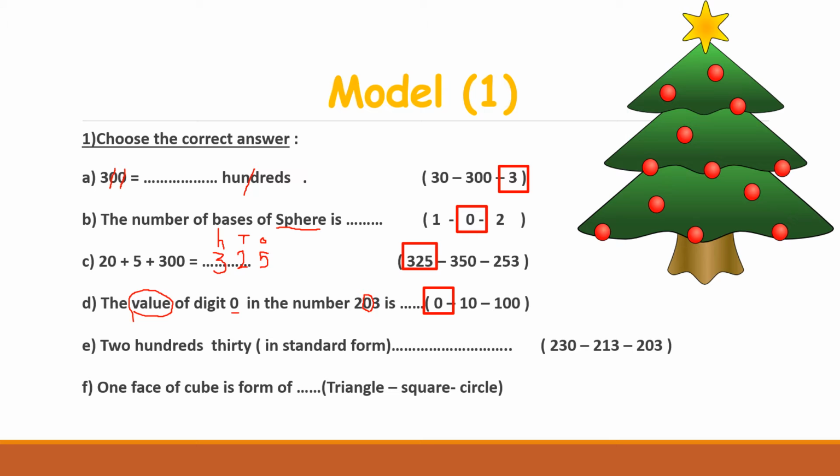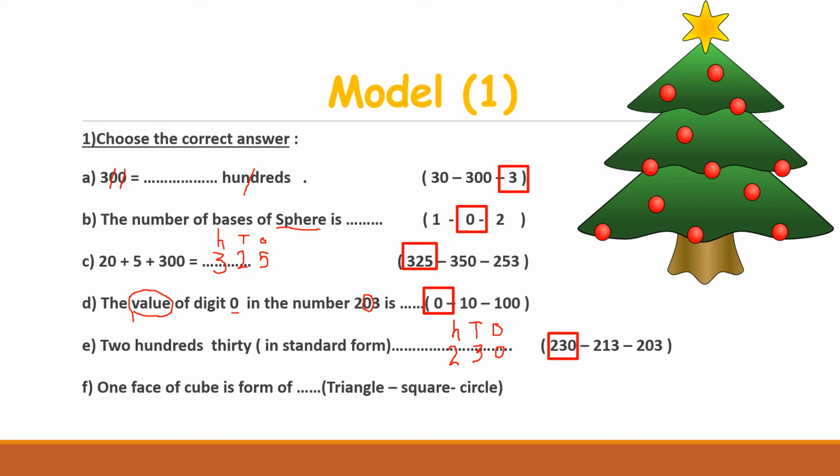230 in standard form. So first of all you should write ones, tens and hundreds. So 200. So I'm gonna put 2 in hundreds. 30. So I'm gonna write 3 in tens and 0 in ones. 230.